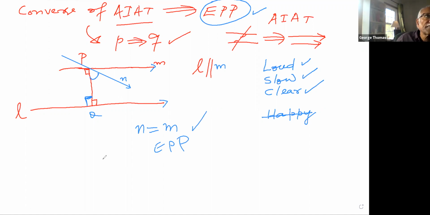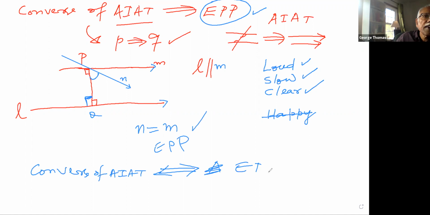Do you now see that the converse of AIAT is therefore equivalent to EPP? Okay? This is the reason why you should be careful to distinguish between AIAT and its converse. Because the converse of AIAT is equivalent to EPP. AIAT is not. Follow?